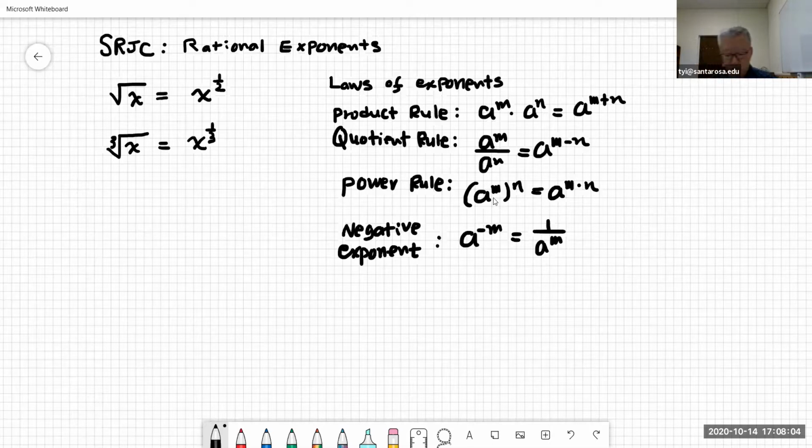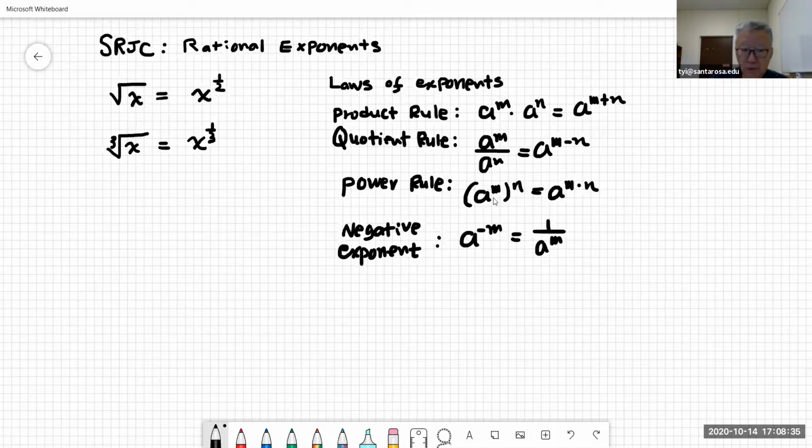So what we're going to do today is we're going to look at some areas that use the rational exponent, and use that to simplify some of the rational exponents. Okay, so now before we move on, there's a couple of areas that we need to look at.